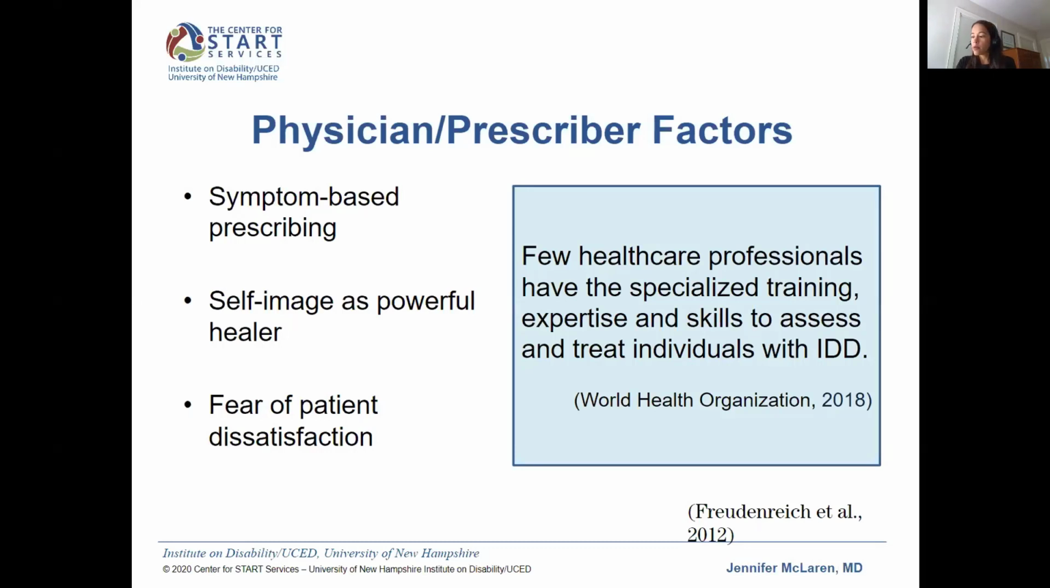So the World Health Organization said that few healthcare professionals have the specialized training and expertise and skills to assess and treat individuals with IDD. And that is where START can be really helpful in helping to become partners with healthcare professionals to provide better care for individuals with IDD.